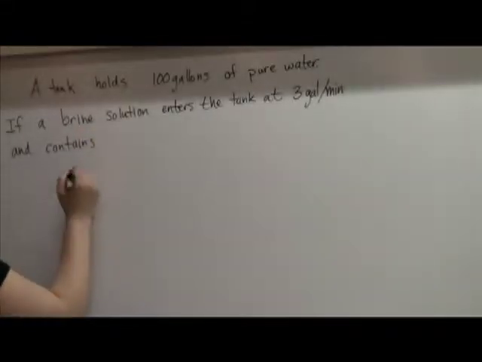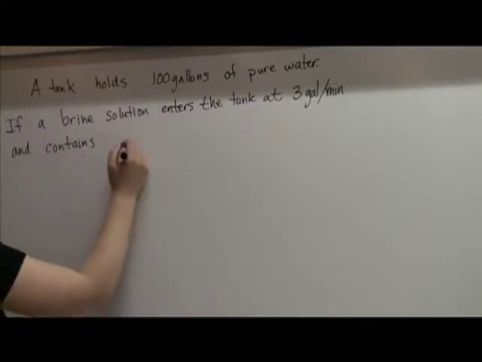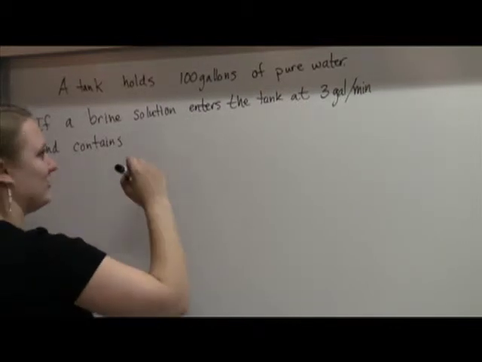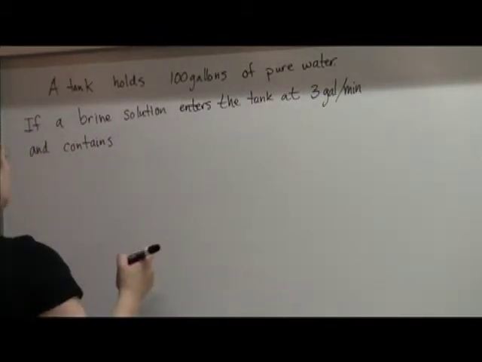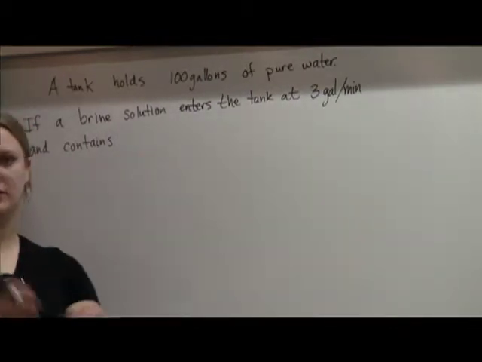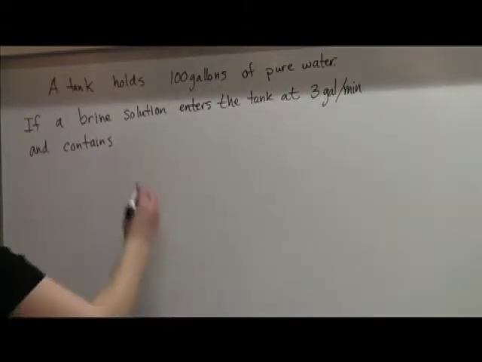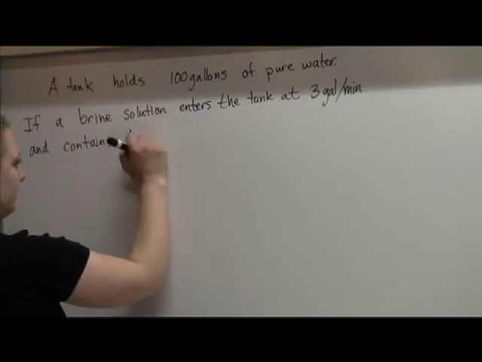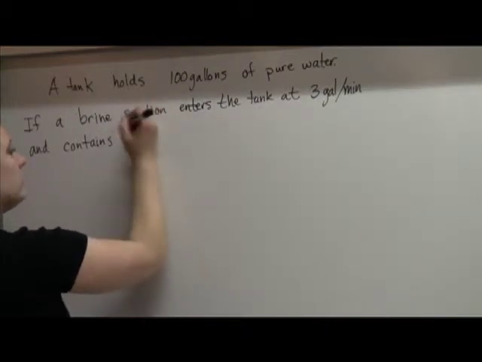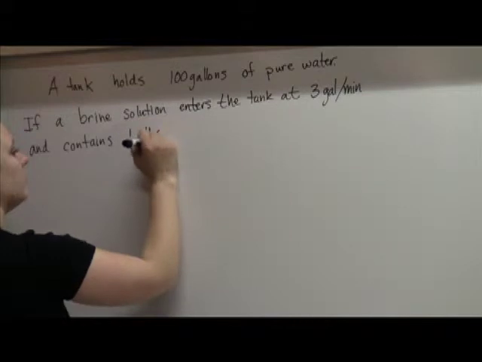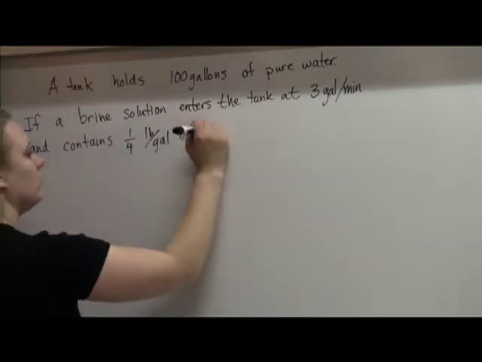A brine solution enters the tank at 3 gallons per minute and contains, I feel like this is spelled wrong. That's right. Sure, this is why I'm such a good speller. Contains, give me a number 1 to 5 again. 1/4 of a pound per gallon of salt.